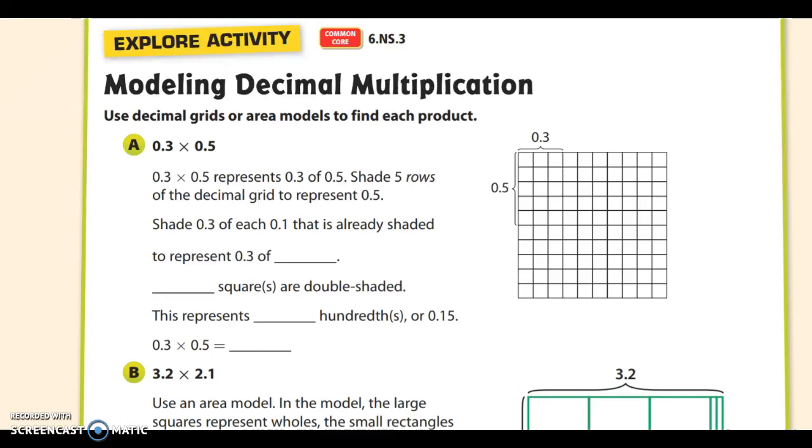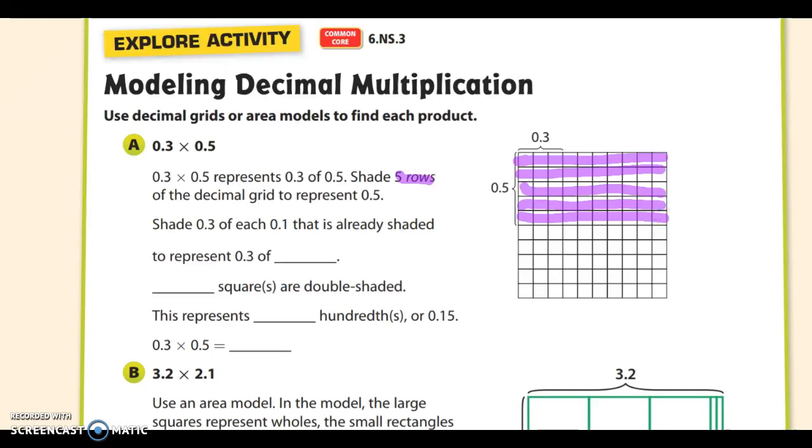It says use decimal grids or area models to find each product. And the problem is 3/10 times 5/10. So what we're going to do here is, it says 0 and 3/10 times 0 and 5/10 represents 3/10 of 5/10. Start by shading 5 rows of the decimal grid. So I'm going to start with 5 rows here. 1, 2, 3, 4, 5.